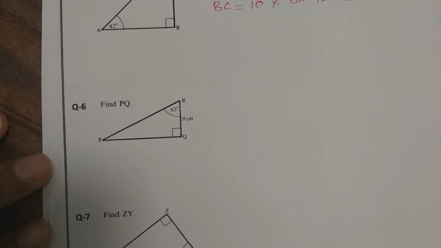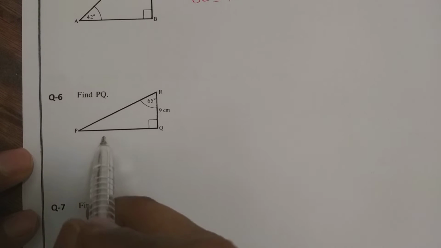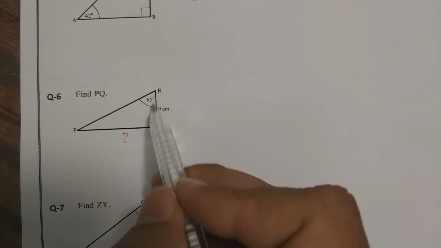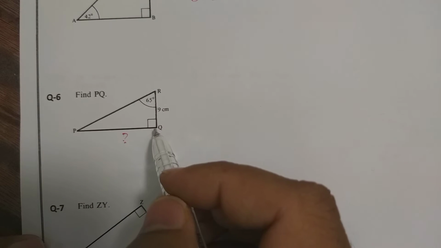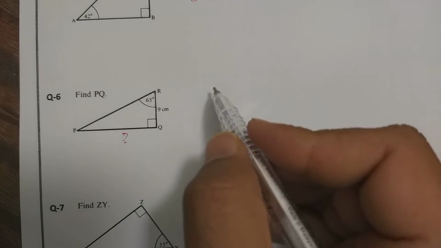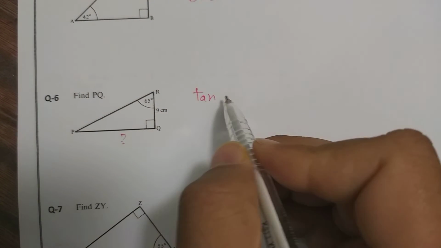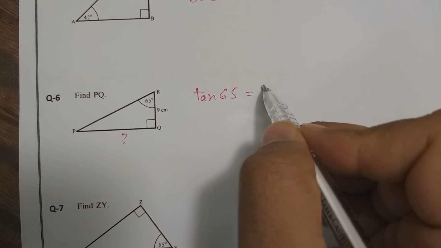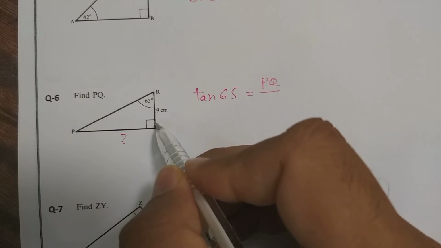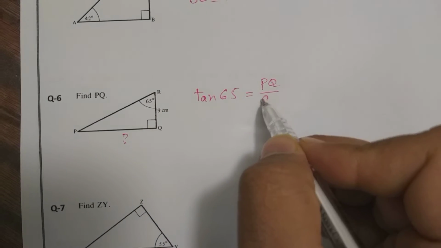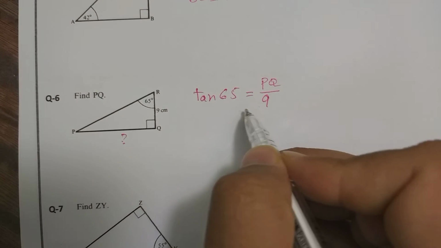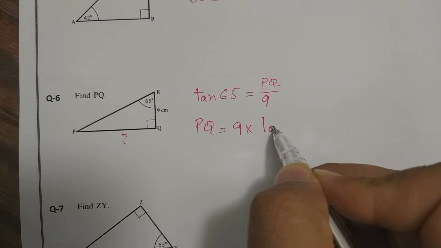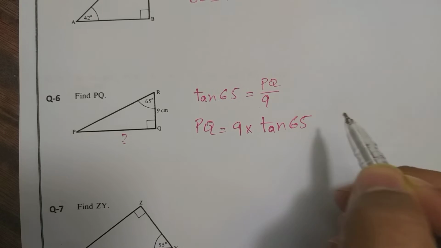Question number 6. In this question, we need to find PQ, and PQ is this side. According to this, it is called the opposite, and beside the angle we mention here, this is the adjacent. So opposite and adjacent, we know the formula is tan. So tan of the angle, which is 65, equals the opposite PQ over the adjacent, which is QR, the value 9. So this is division, when transferred to the other side it becomes multiplication. So PQ equals 9 times tan 65.